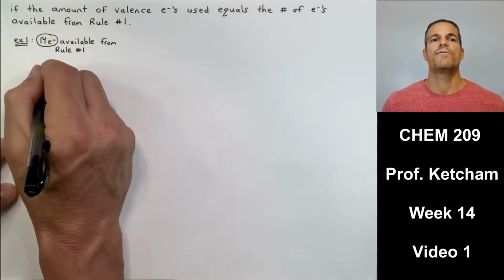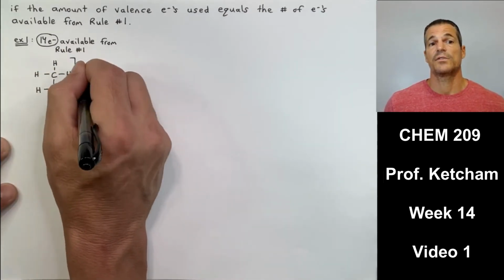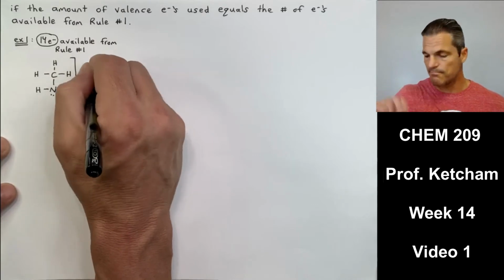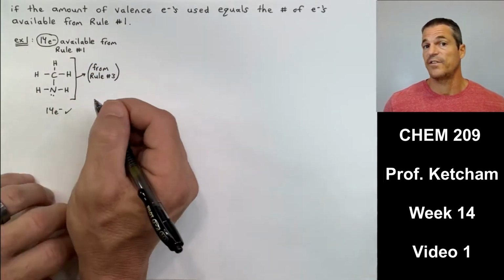So example 1, 14 electrons were available from rule number 1. This one actually checks out. 2, 4, 6, 8, 10, 12, 14. Boom. Done from rule number 3. I'll carry that through, but that's actually finished.